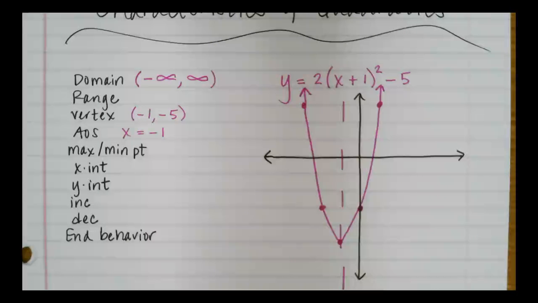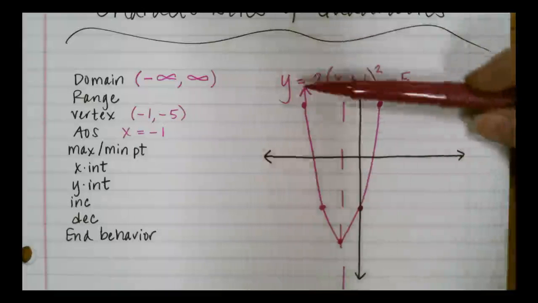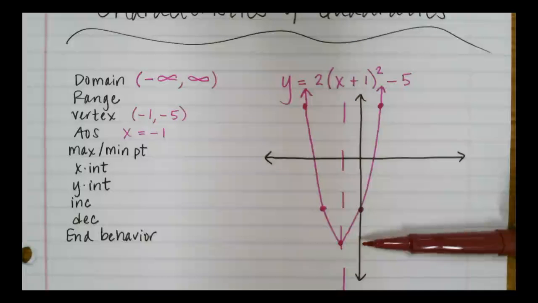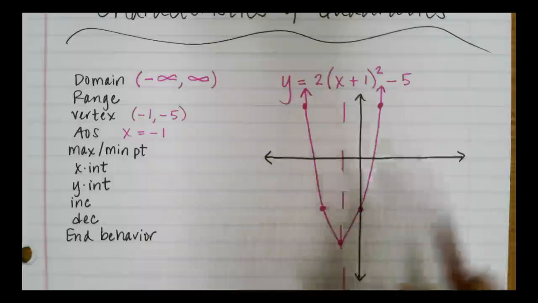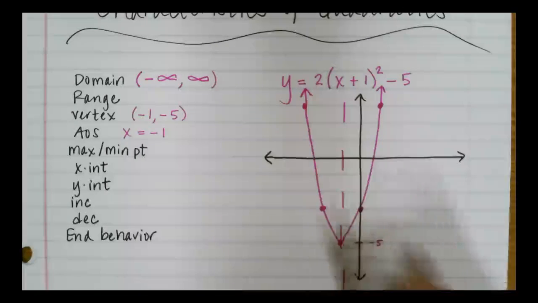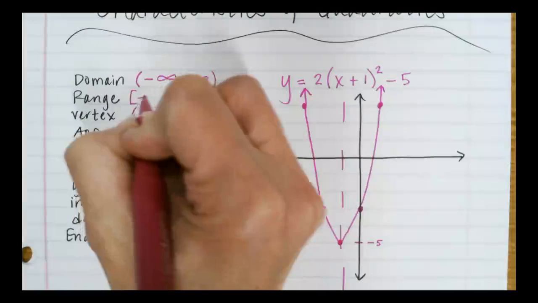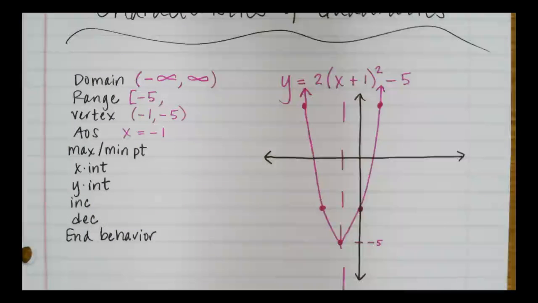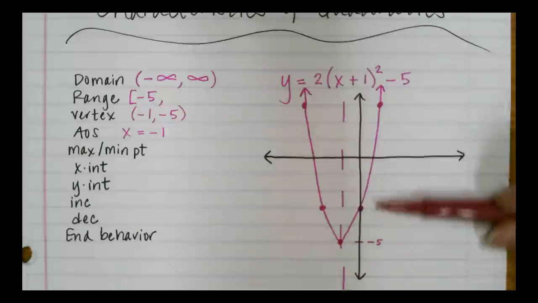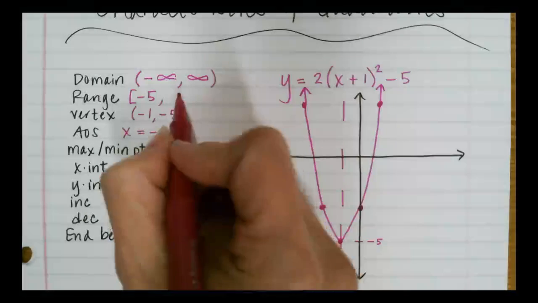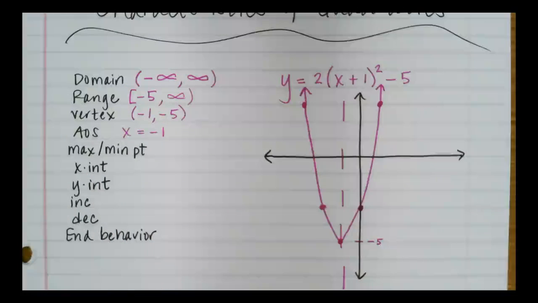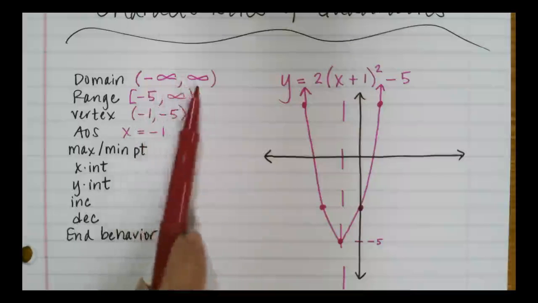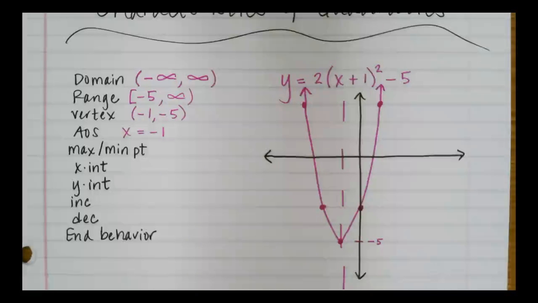All right, the range. So the range is talking about the y values. We always do the lowest one first. So the lowest y is down here at -5, and it actually hits -5. The highest y is going to be infinity, because that one's just going to go on forever. All right, now I'll give you a little hint: unless we're doing a word problem, our domain is going to be -infinity to infinity all the time.